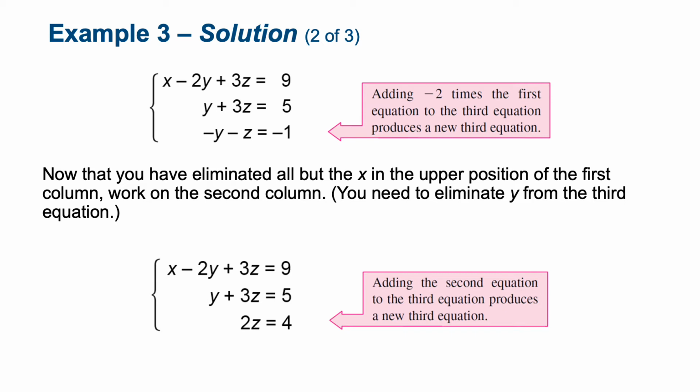So we've eliminated everything but the x in the upper position of the first column. We work on the second column. Now we need to get rid of y, so we add the second and the third equation. If we add these two together, the y's cancel out and you get 3z minus z, which is 2z, and then 5 plus negative 1 is equal to 4. So now you have that z is equal to 2.